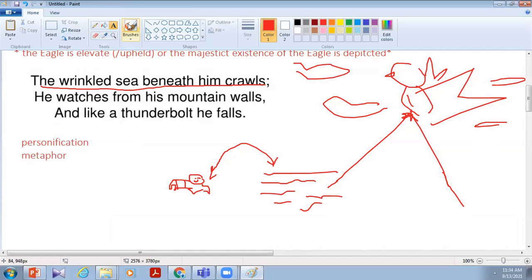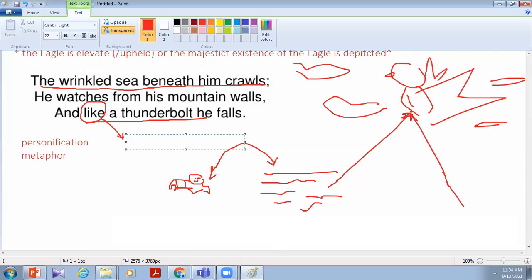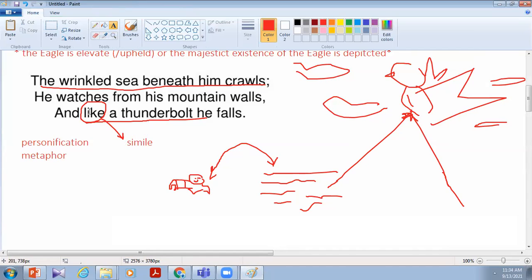Personification and metaphor, right? If we take a simile, if you say like a baby or something like that, if you use like, now see, this part is a simile. Like a thunderbolt, he falls, right? So this is a simile. If you use the word like or as to show a comparison, then that is a simile. But if you don't use like or as, and you straight away compare something, that is what you call a metaphor, right?